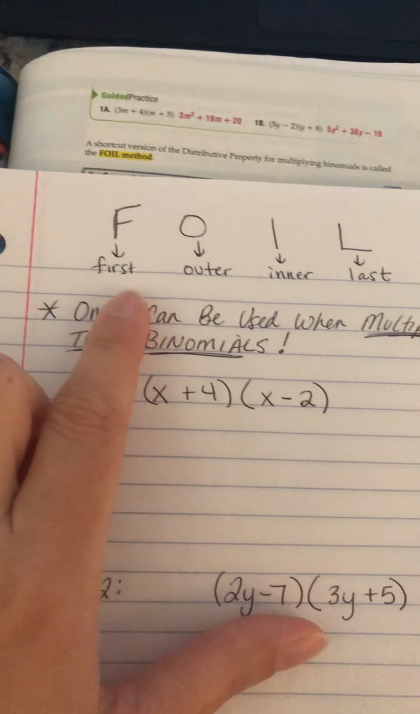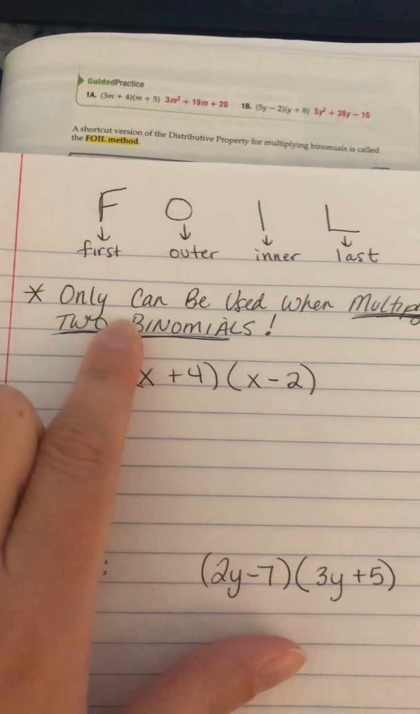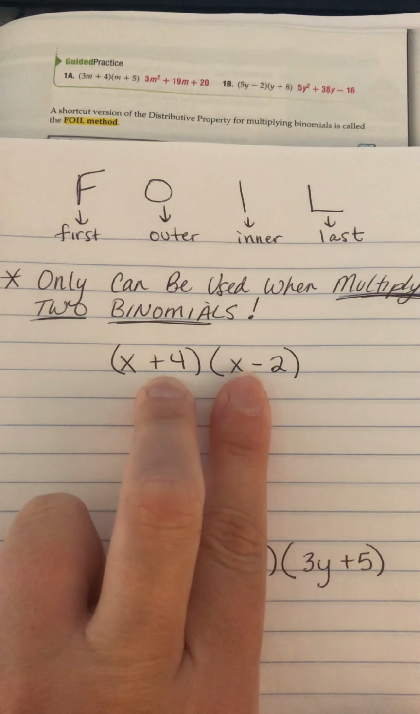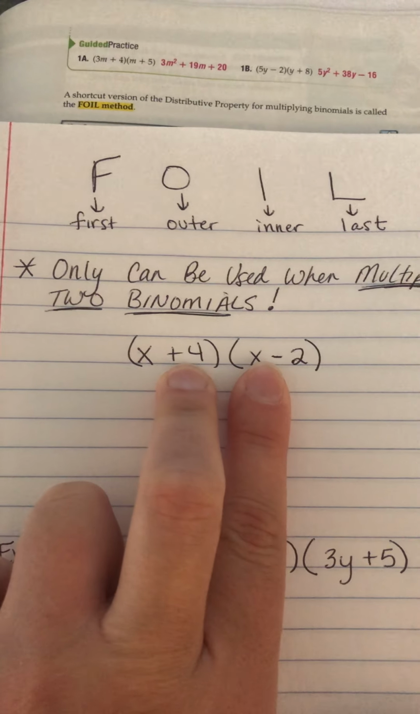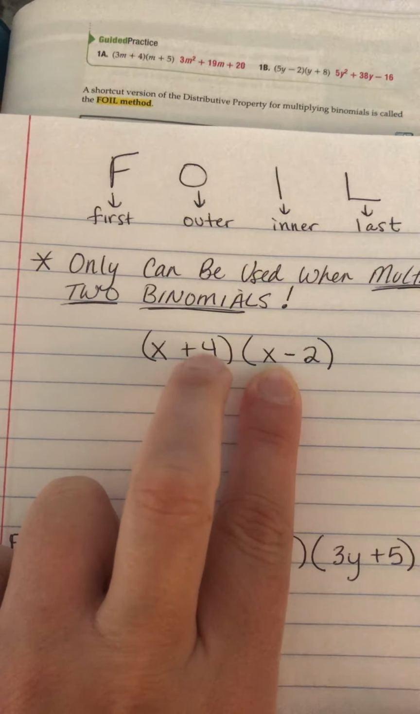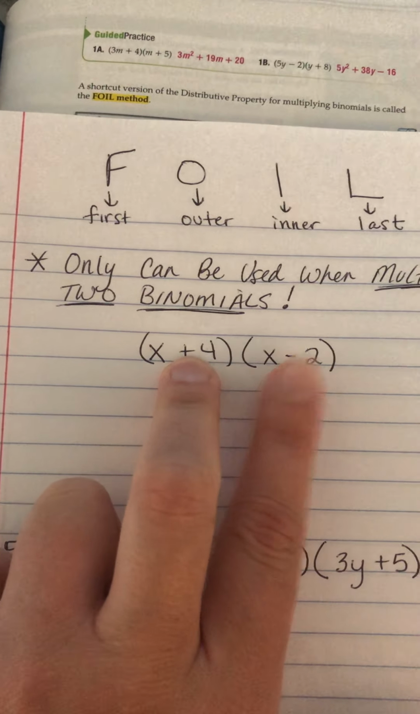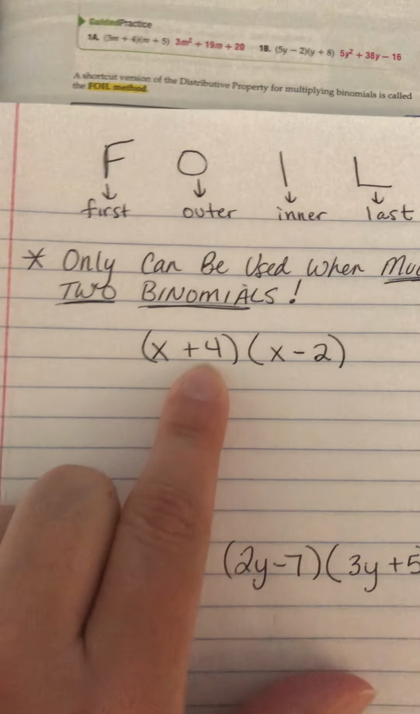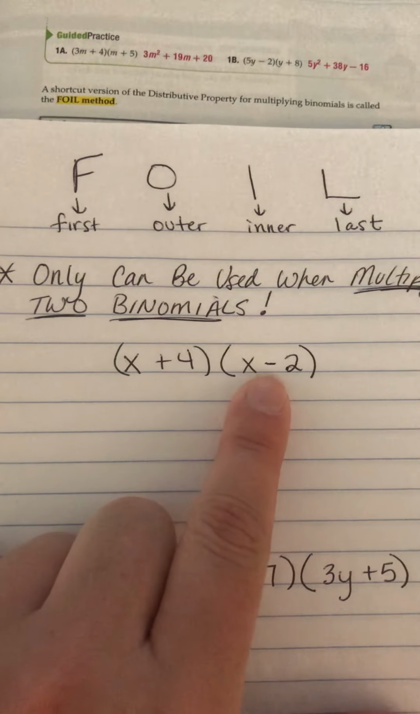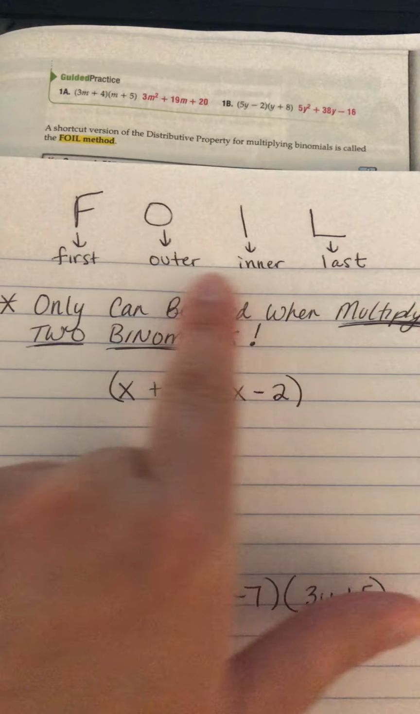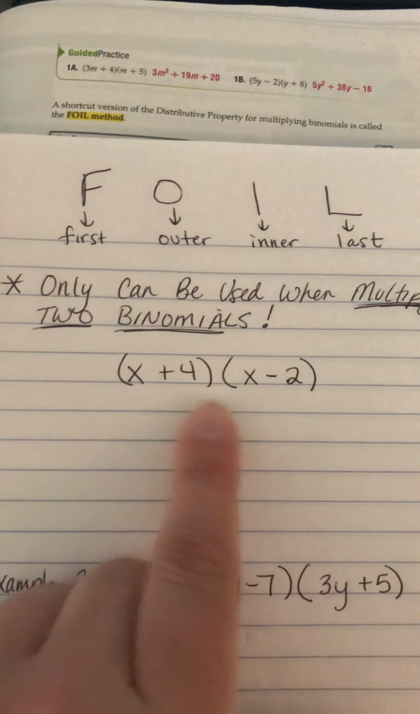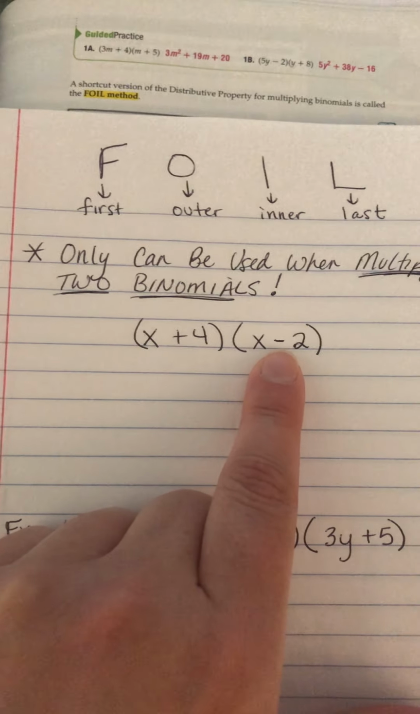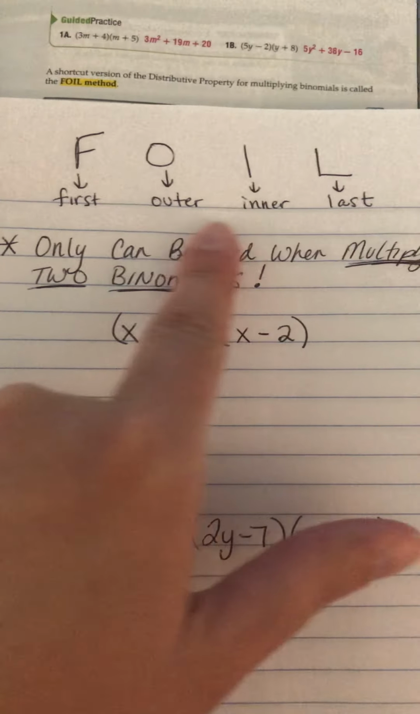All right, so the FOIL method can only be used when multiplying two binomials. So reminder, all your problems that you're going to see today and tomorrow are going to be two terms times two terms. That's a binomial times a binomial. Remember, the prefix bi means two. It has its own little thing because you'll see a binomial times a binomial so often, and you'll be using this a lot when you get up to the high school.